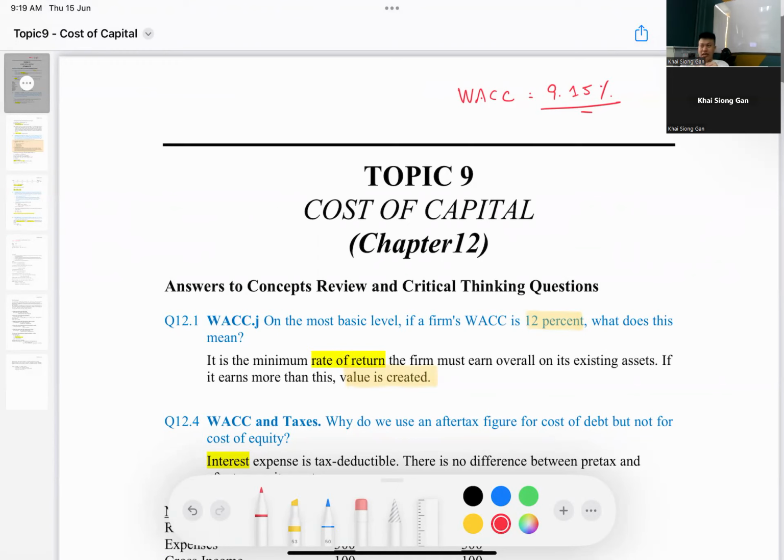So I repeat, if today your WACC is 9.15%, and at the same time you are presented a project that can give you a return of 6%, will you proceed or not? This is important, 5 marks, the decision making. So will you proceed or not? If WACC is 9.15%, but there is a project that can give you an expected return of 6%, will you proceed with this project?